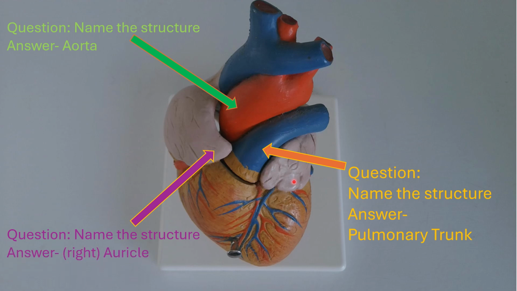Then we have our 2 auricles. Those are appendages of the atria. This one over here is the right auricle. We can tell it's the right side because we have the apex over here. It's pointed more towards the left side.